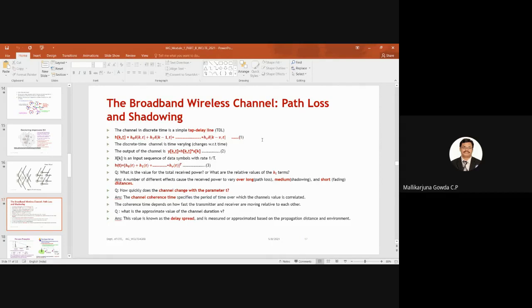If the input is x of t, if I have a system whose impulse response is h of t, then I can write the output of our system as y of t. So that y of t will be equal to x of t convolved with h of t. That only I wrote here.